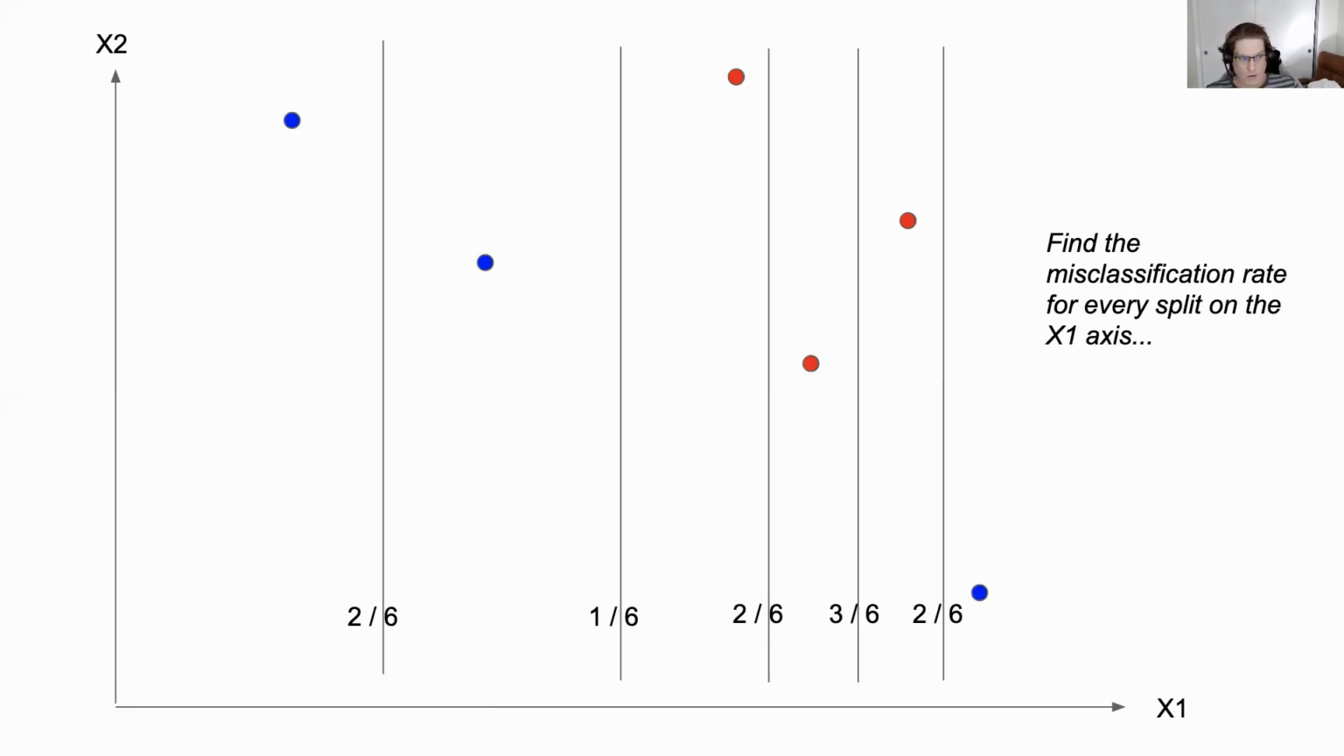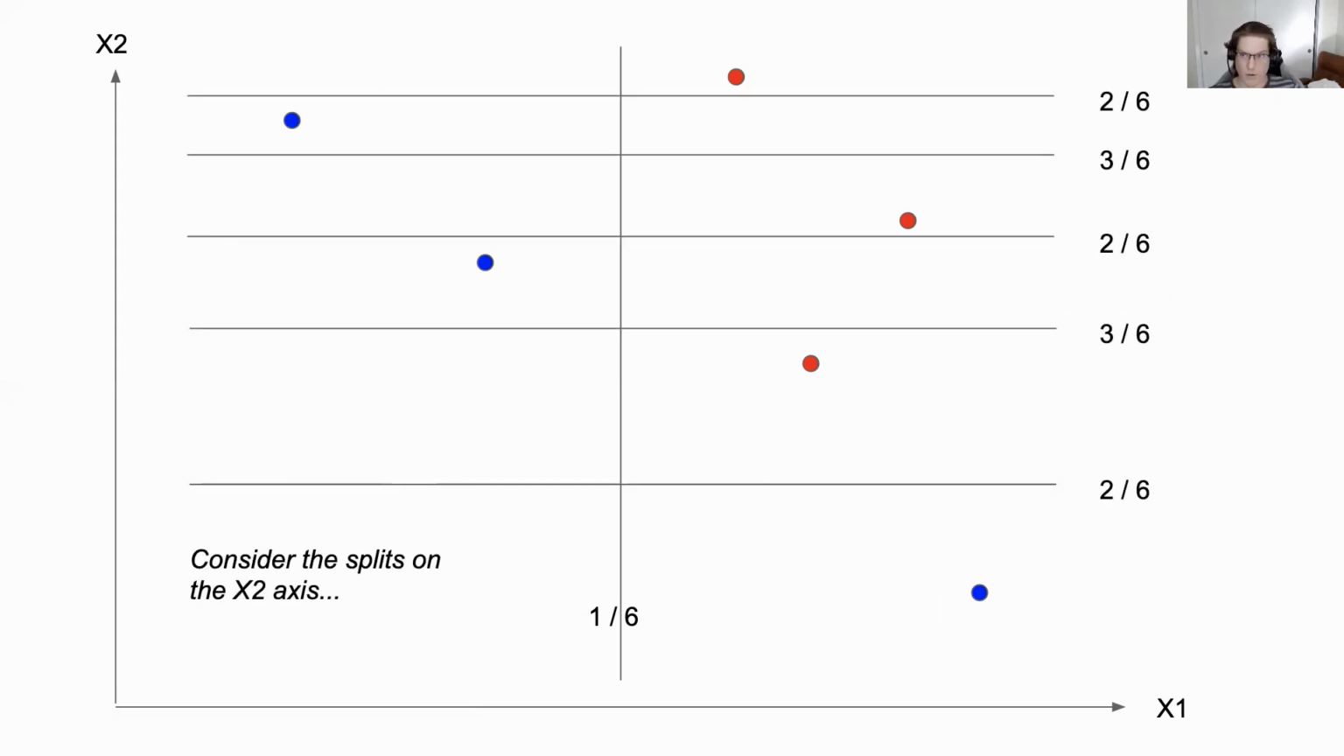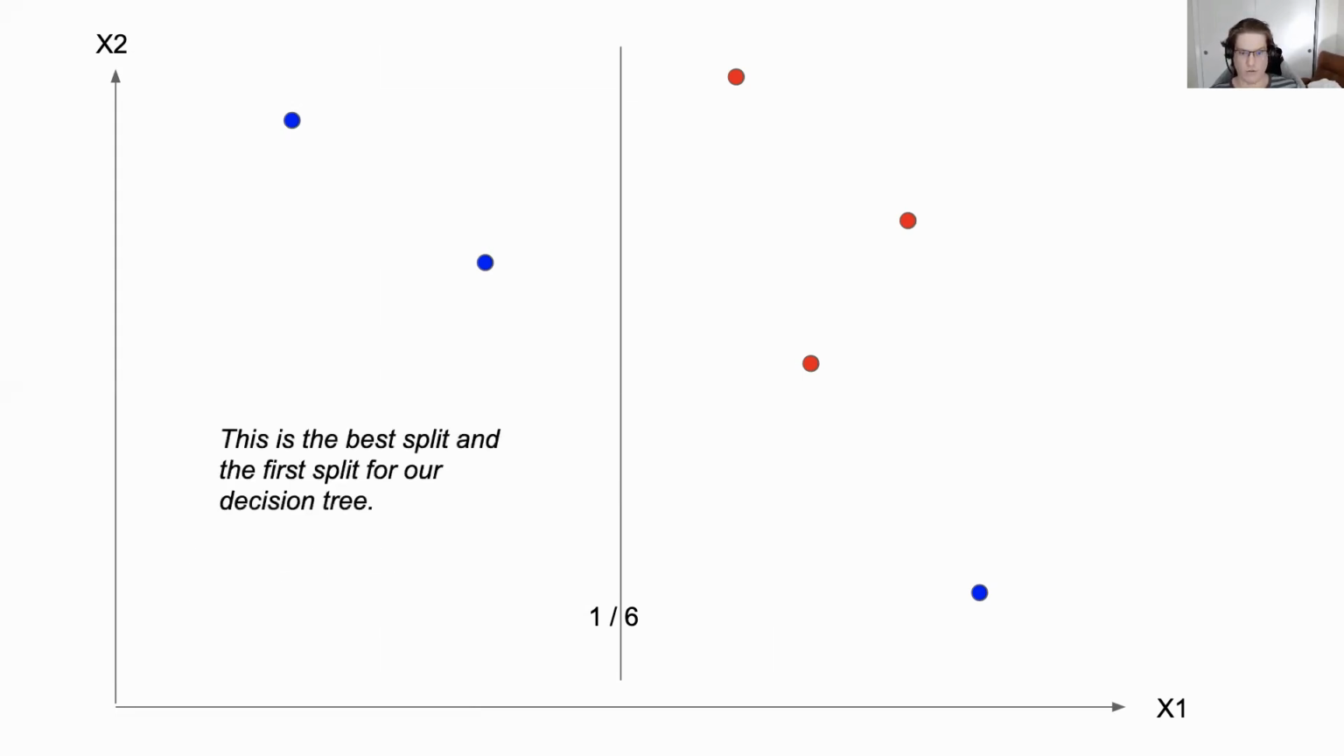Now, we shouldn't do this just on one feature. We want to evaluate every split of every feature. So let's look at the splits along the x2 axis, having found that the 1 and 6 is the best one on the x1 axis. I've also taken each split and determined the misclassification rate that split would give. So now I've found the first split of my decision tree.